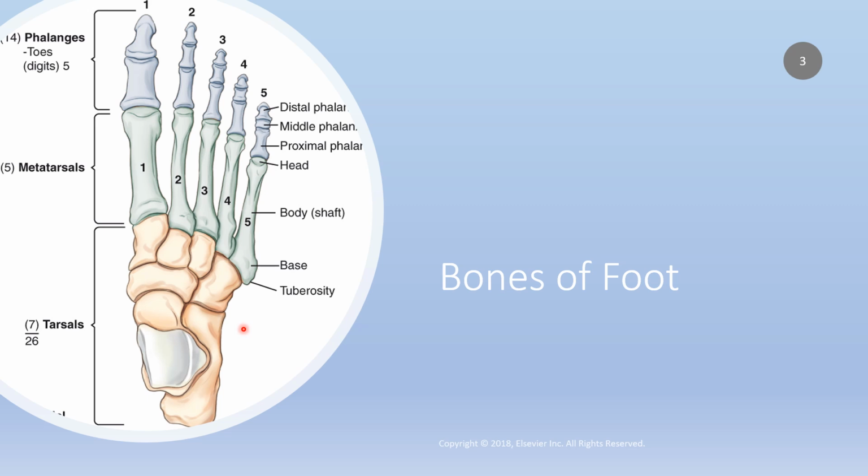Okay. So when we look at this 5th metatarsal, there is a tuberosity at the base of the 5th metatarsal, and that comes into play when we talk about positioning because that is a very common fracture site in the foot. This picture is referenced on page 212, figure 6.2.